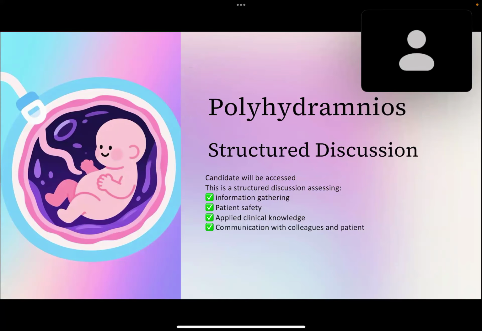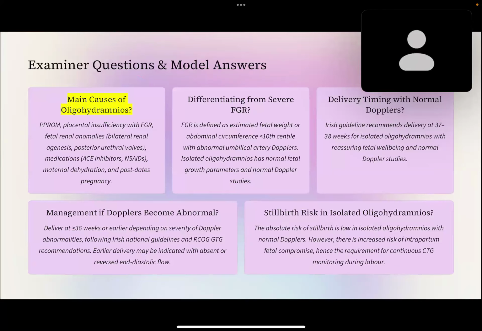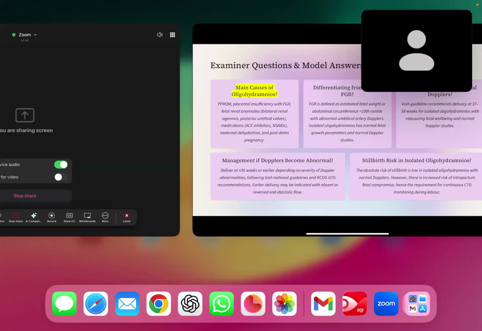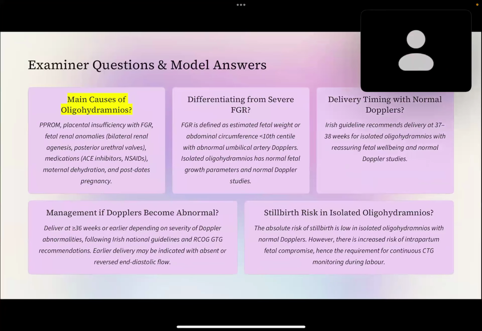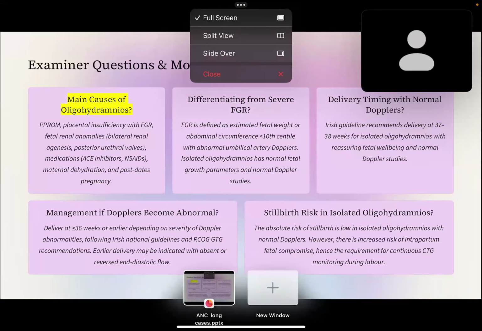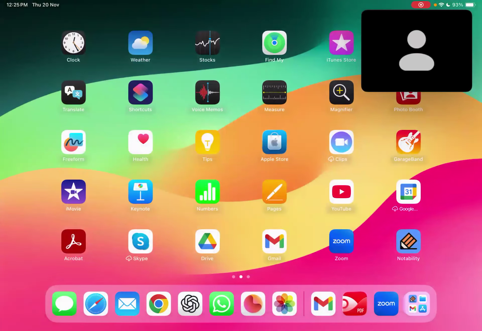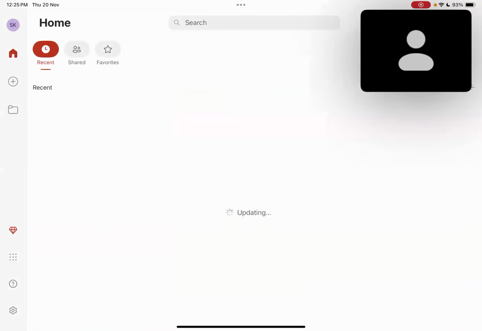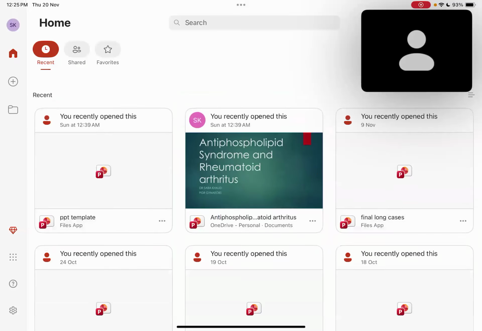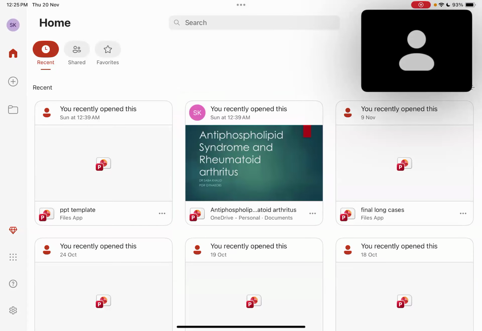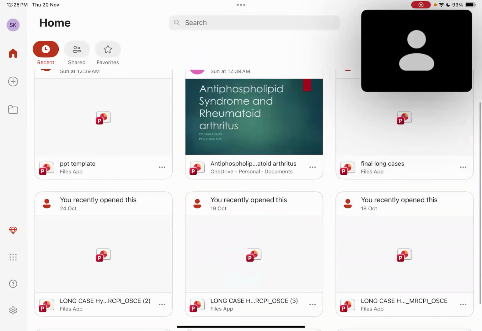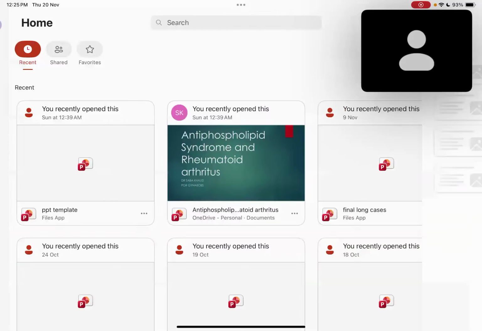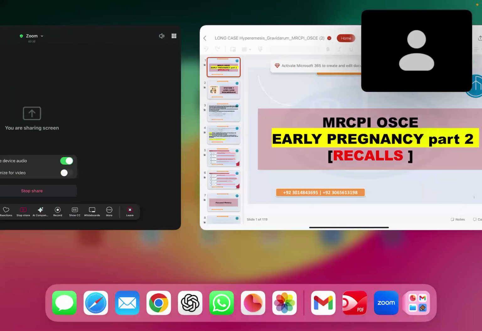Okay. This, as you know, guys, is structure discussion. Yes, just wait for a second. Let me go out from this. Just open the PowerPoint. I'm sorry, I closed it. Just wait for a second. No, that's before.